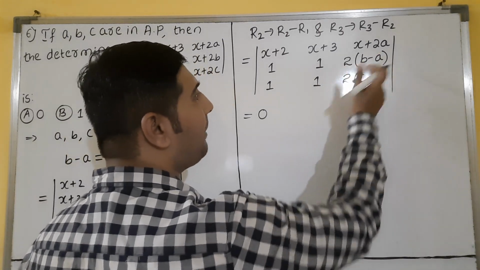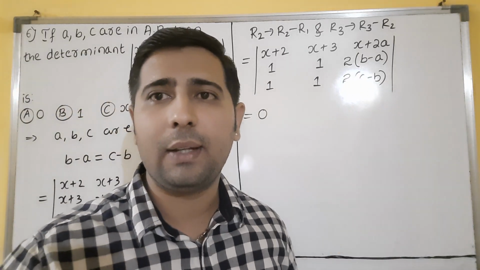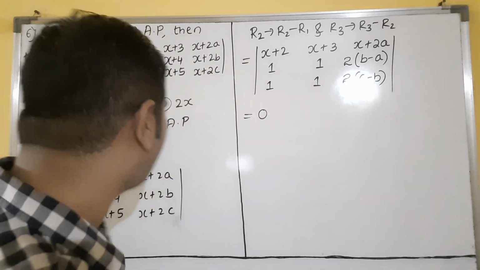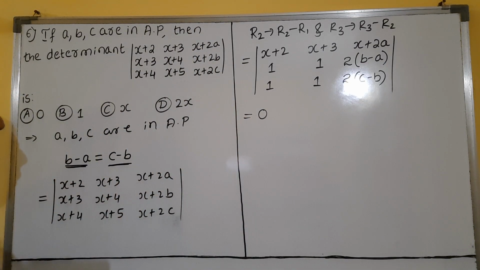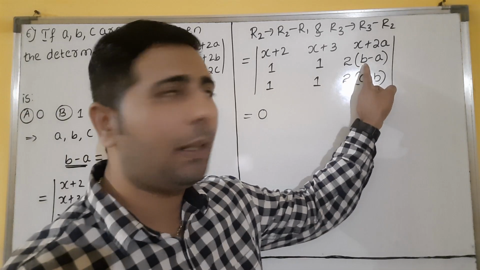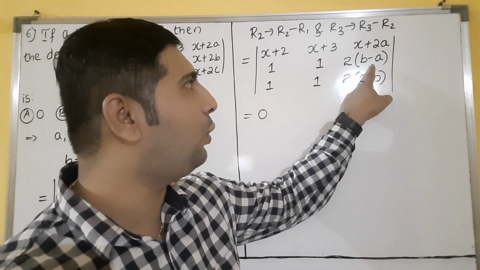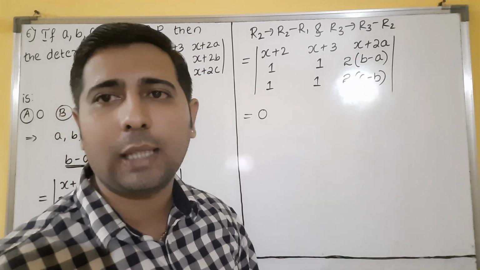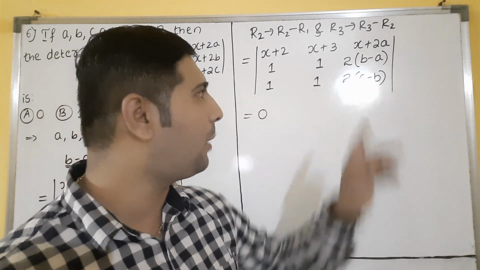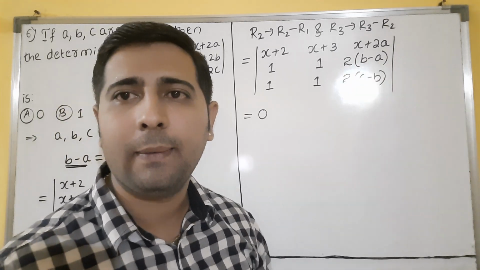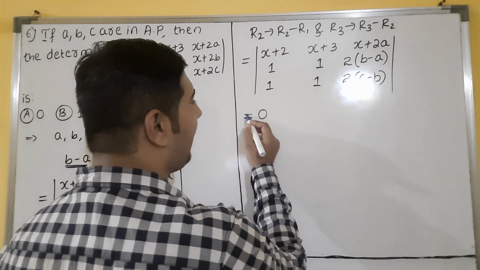Sir, 2 into b minus a and 2 into c minus b are different. Who told these are different, dear students? Both are same. Why? Because b minus a is equal to c minus b. Yes or no? Then 2 into same only both are. I can write b minus a as c minus b. Then it will become same, no? So if they are becoming same, it means determinant value is 0.